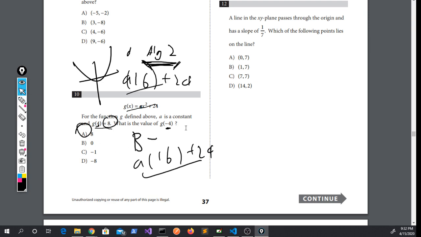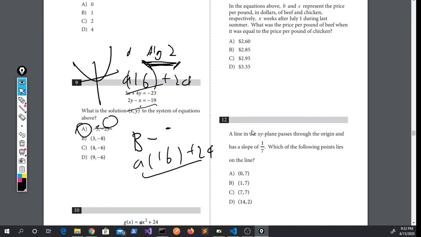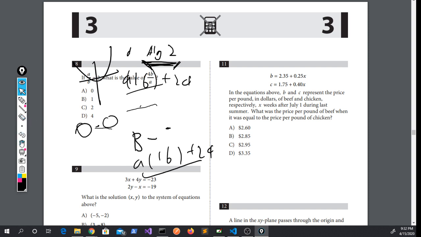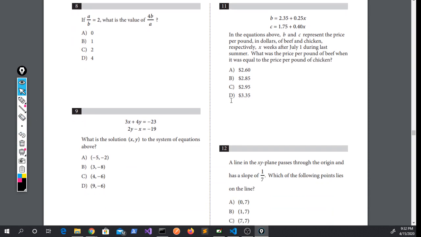So these, it's not much of a big deal, but it does make a difference. Like when you're crunching time, it's going to make a big difference overall. Okay. All right, so what was the price per pound of beef when it was equal to the price per pound of chicken? Okay.